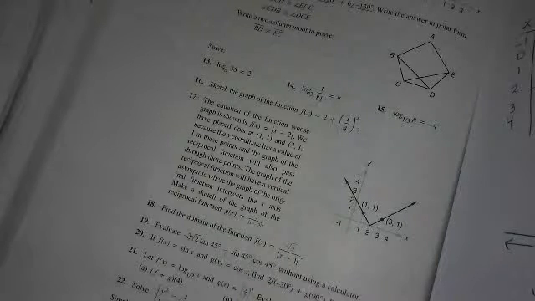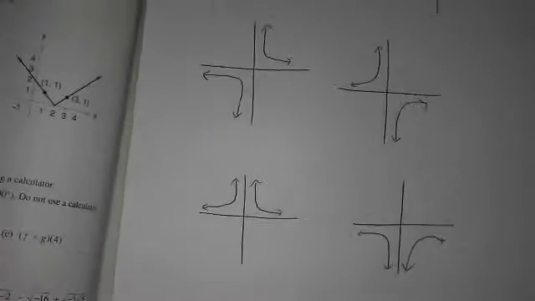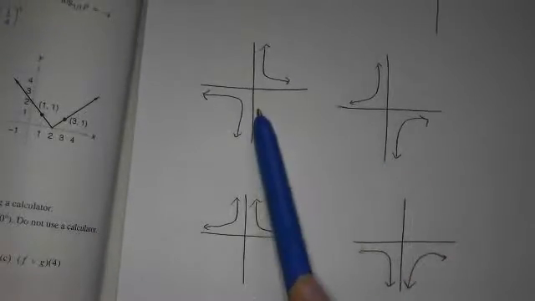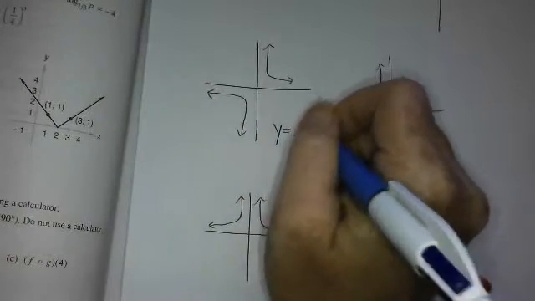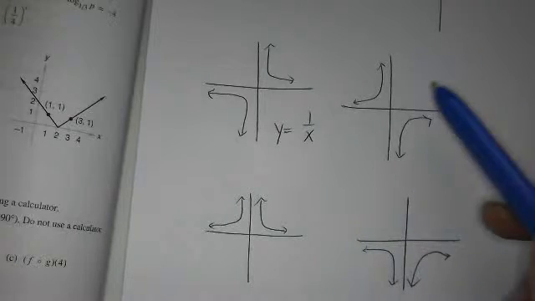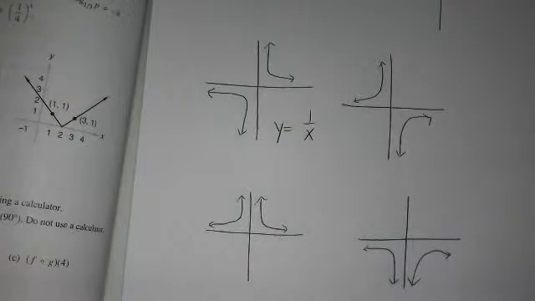It says make a sketch of the graph of g of x equals 1 over absolute value of x minus 2. So if we know it's a reciprocal function, we know it's going to have one of these four forms. It's either going to look like this. This is the parent function, y equals 1 over x. Or it could look like this one or this one. This one is usually when you have something squared or an absolute value where you can't have negatives.